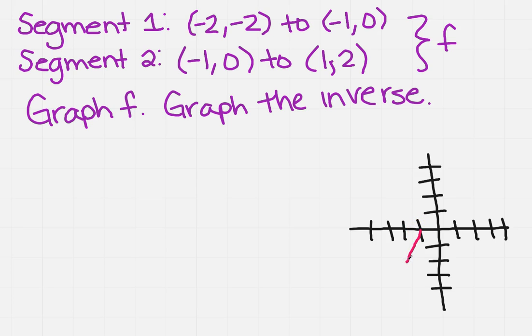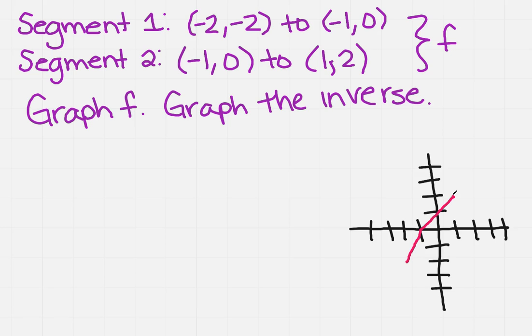Now the next one says I'm going to go from negative 1, 0. So that's where I ended. And now I'm going to go from 1, 2. So that's up here. So I'm going to go over there. Now, looking at the graph, I would be able to find the inverse right away.